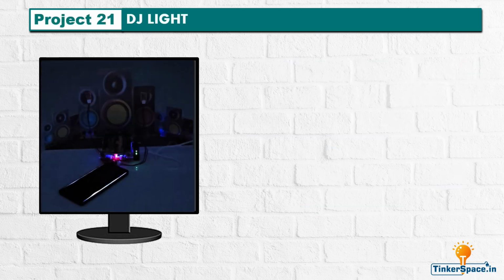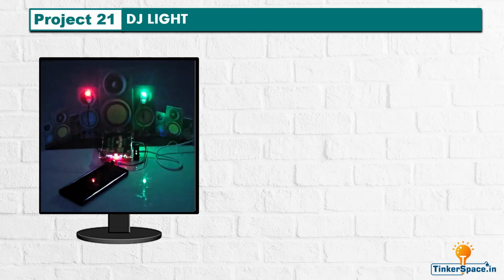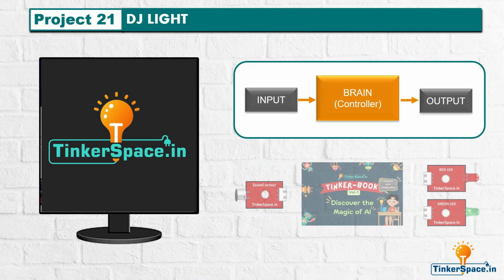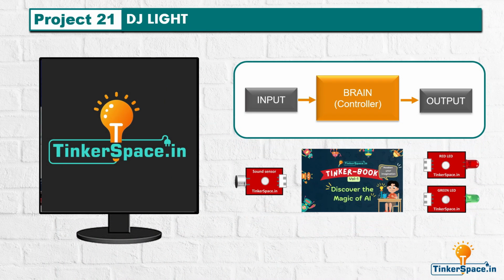DJ. This project creates a light system that flickers in sync with music beats or vibrations. In this project, we use the TinkerBook Volume 1 as the controller. The sound sensor is used as the input. Its function is to detect the sound waves or vibrations. The red and green LEDs are used as the output. Their function is to flash in rhythm with the music. Creates a fun DJ effect.